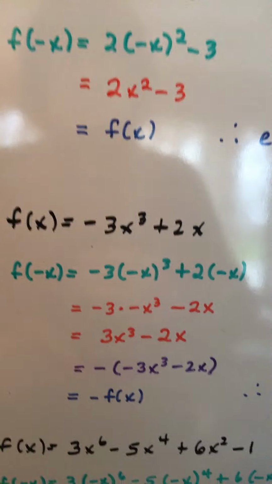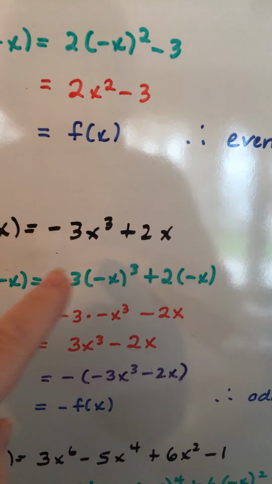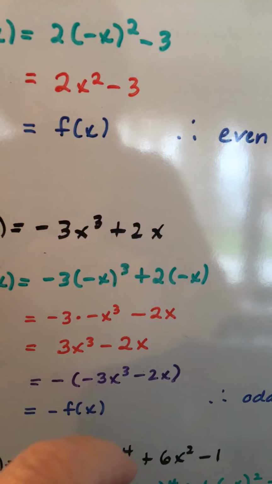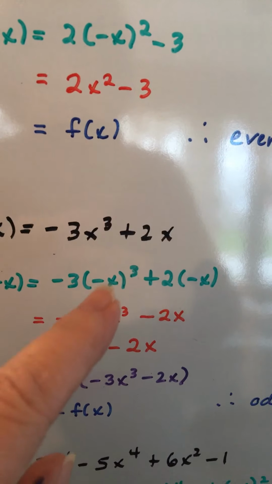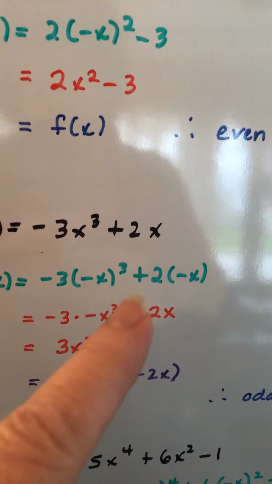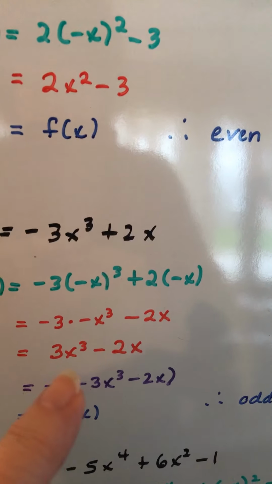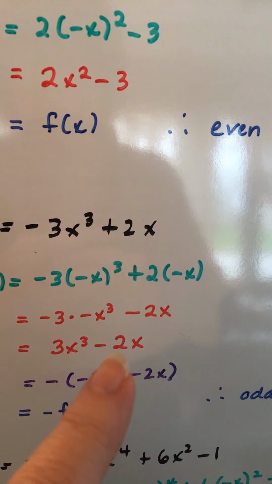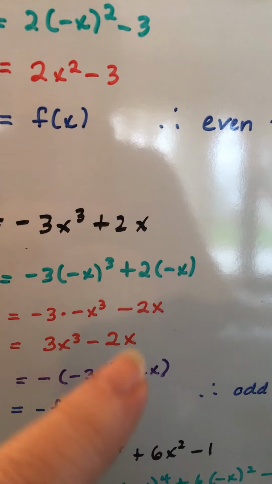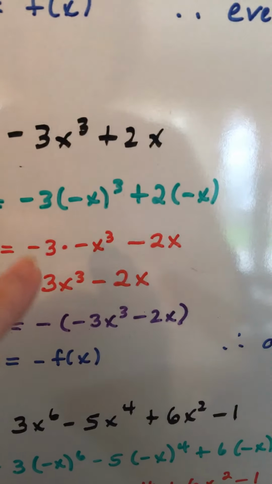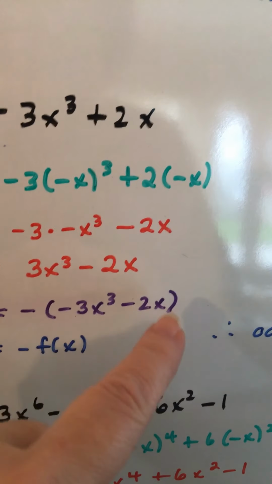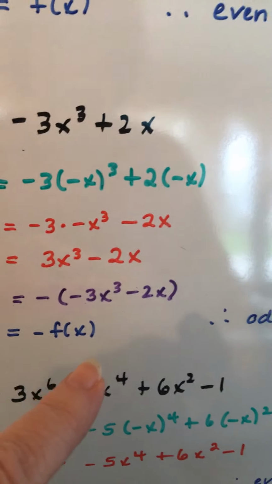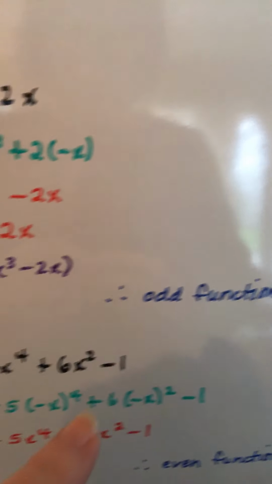Now let's go to the next one. Wherever I see the x, I'm going to put a parenthesis and a negative x instead. When I take the negative x and cube it, I get negative times x cubed. When I multiply these two together, I get a positive 3x squared. This product yields negative 2x. Now notice, if I look carefully, these have opposite signs, so I can factor out the negative. And now it looks like the original. So f of negative x is the opposite of f of x, and so this is an odd function.